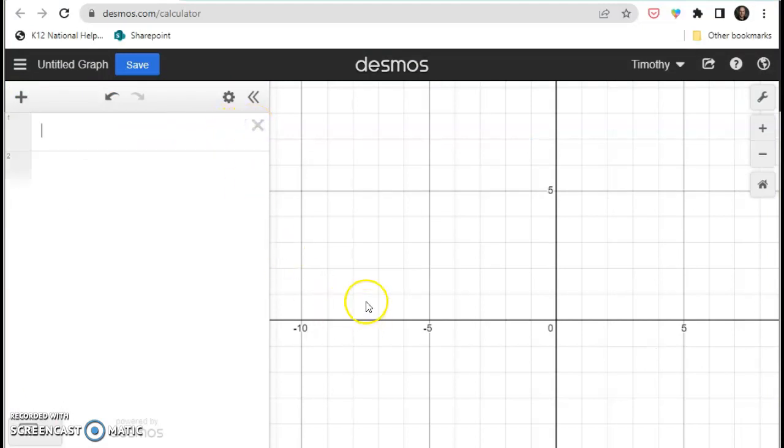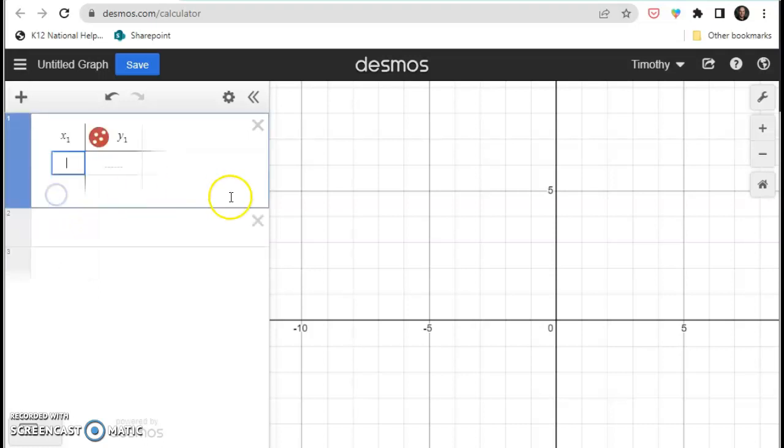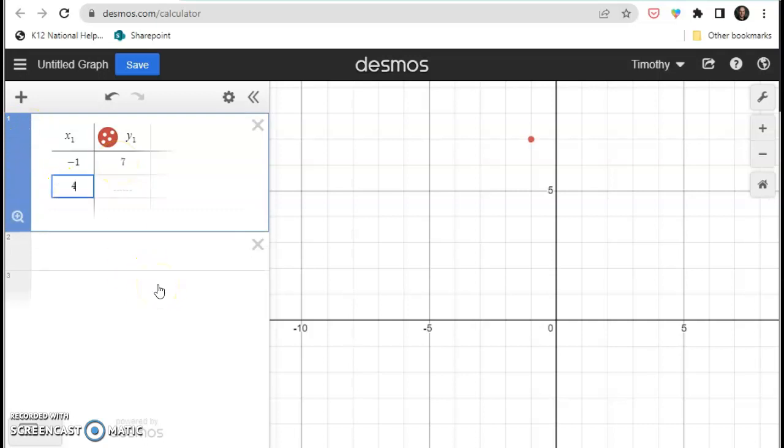Alright, I'm going to plot these points. Here's how you plot points. You click Add and you go to a table. And our 2 points were -1, 7. See, notice it plotted it right away for me. It's the beauty of Desmos. 4, -1. Okay, so here's our 2 points.